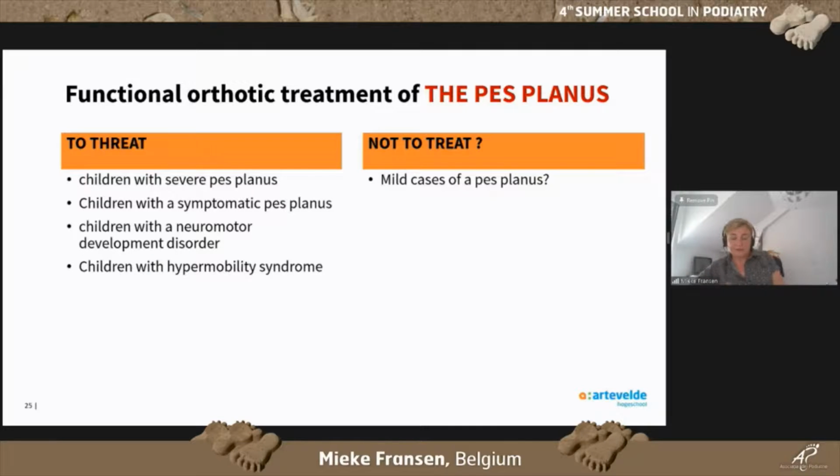There is still a big debate on when we should use this orthotic. There is no question for using it in children with a severe pes planus, in children with symptoms with pain, in children with a neuromotor development disorder, as I said earlier, because we know from the research that it brings them more stability, more balance, and also in children with hypermobility syndrome. But what do we do with mild cases of pes planus?